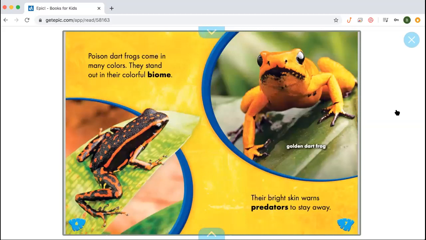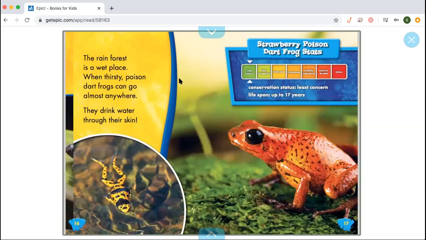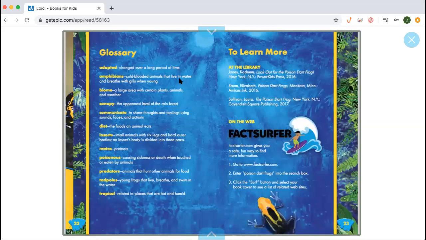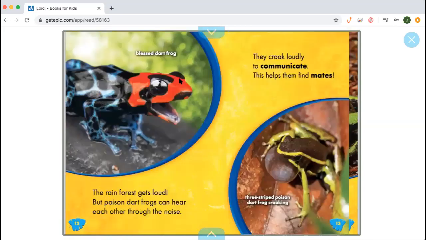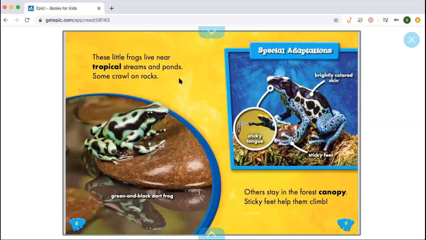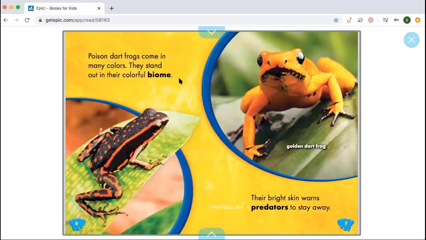Poison dart frogs come in many colors. They stand out in their colorful biome. Oh, I don't know what biome means, and it's bolded, it's darker than the other words. So I'm going to the glossary so I can understand what that word means. Biome: a large area with certain plants, animals, and weather. So it's an area where it can live that has very specific plants and animals and weather. So they stand out in where they live.